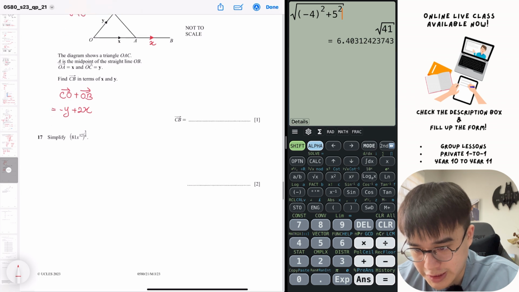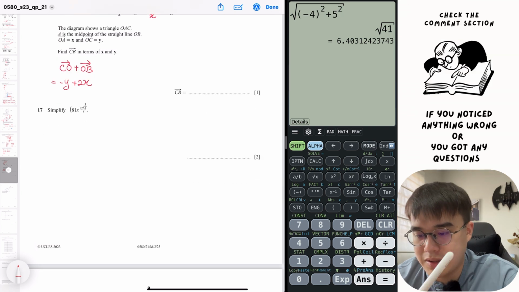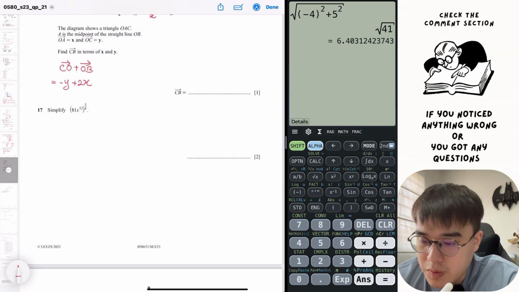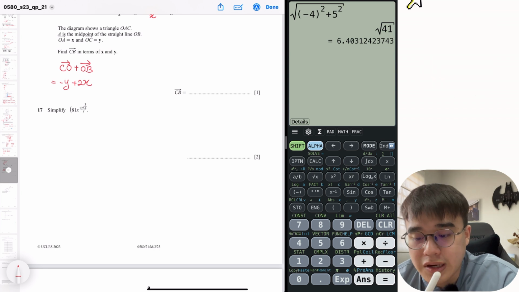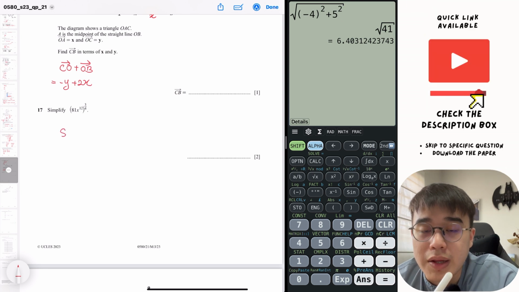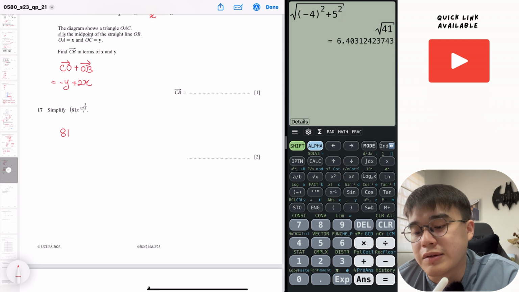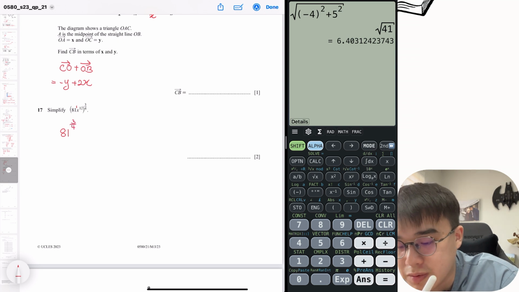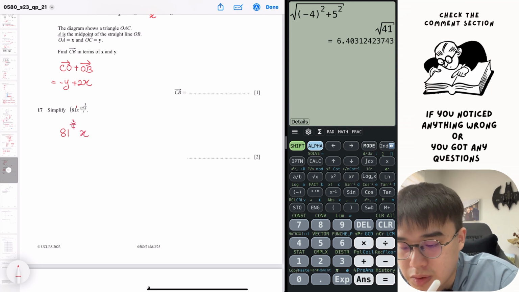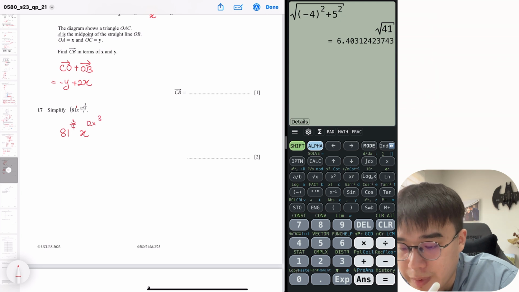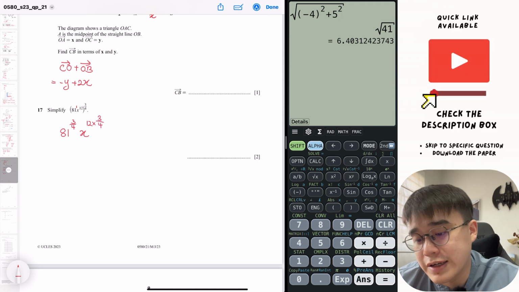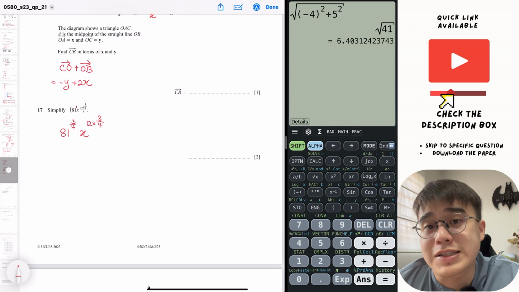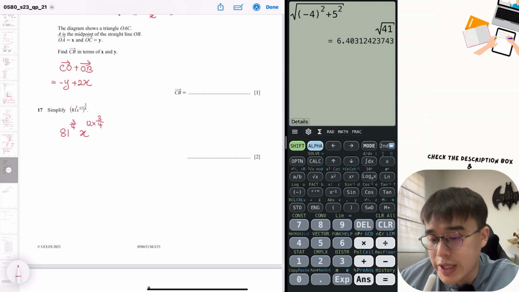Moving on to question 17. Okay, this is one of the questions that students always make mistake on. Please take note that 81 is currently to the power of 1. So everything inside, if they interact with the power outside, they will be multiplied. Okay, so there's a 12, then it will be multiplied by 3 over 4. The 81 has a power of 1. That's the reason why I didn't make any changes to it.